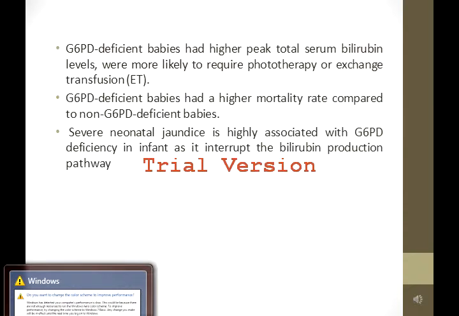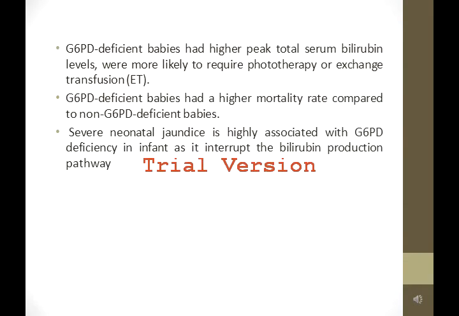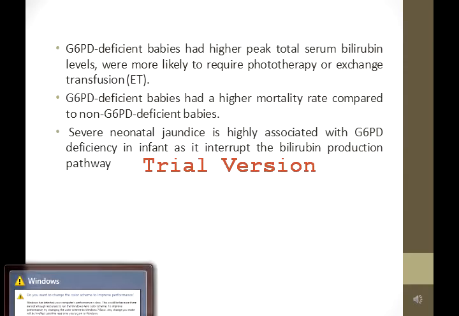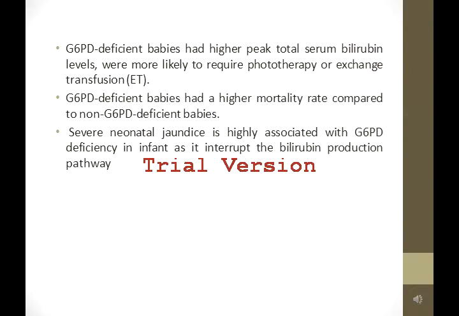Next, G6PD deficient babies had higher peak total serum bilirubin levels and were more likely to require phototherapy or exchange transfusion. G6PD deficient babies had a higher mortality rate compared to non-G6PD deficient babies. Severe neonatal jaundice is highly associated with G6PD deficiency in infants as it interrupts the bilirubin production pathway. So here we want to investigate the relationship between G6PD deficiency babies together with jaundice and liver dysfunction.